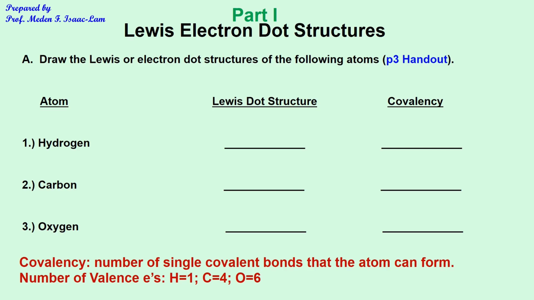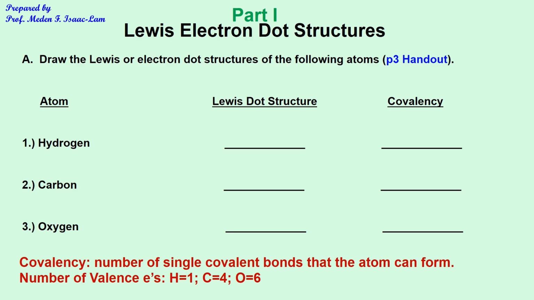Part 1 is Lewis electron dot structures. You are going to draw the Lewis or electron dot structures of the following atoms. So please refer to page 3 of the handout. The atoms are hydrogen, carbon, and oxygen. Under Lewis dot structure, you are going to first write the symbol of the atom. So for number 1, you are going to write H.